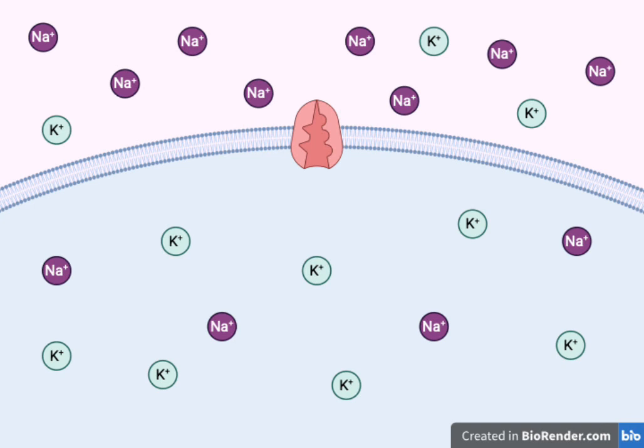We first need to look at the sodium-potassium pump to understand how this works. This pump is a protein embedded in the neuron's membrane. It actively moves ions to maintain the neuron's resting state.